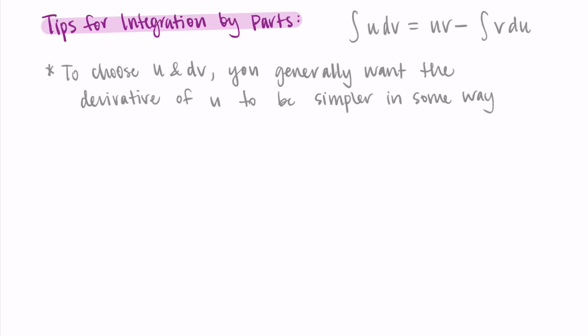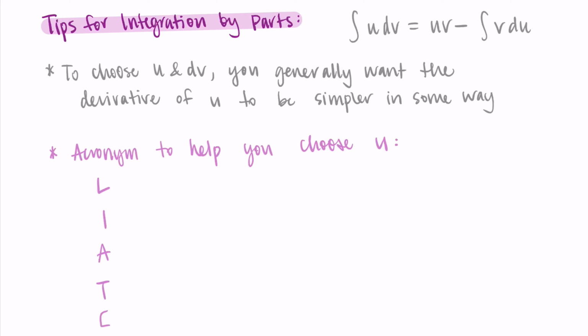So to go along with this, in terms of choosing a u that's going to get simpler, I have an acronym to share that will help you know which type of function to choose for your u. This is an acronym I learned when I first learned integration by parts, and I've seen it in textbooks since then. It's LIATE or LIATA. I don't know how you'd want to say it, it's just a made up word, but the letters are LIATE.